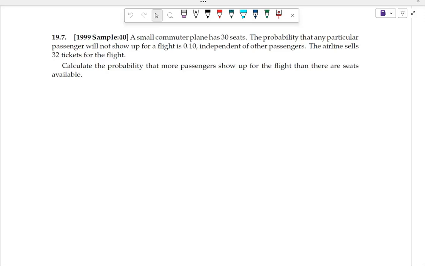So we've got an airline company that sells 32 tickets for a small plane. They tell you that the probability that any particular passenger will not show up for a flight is 0.1, and that it's the same for every single passenger, and one passenger not showing up doesn't influence any other passenger not showing up. So we want to calculate the probability that more passengers show up for the flight than there are seats, right?